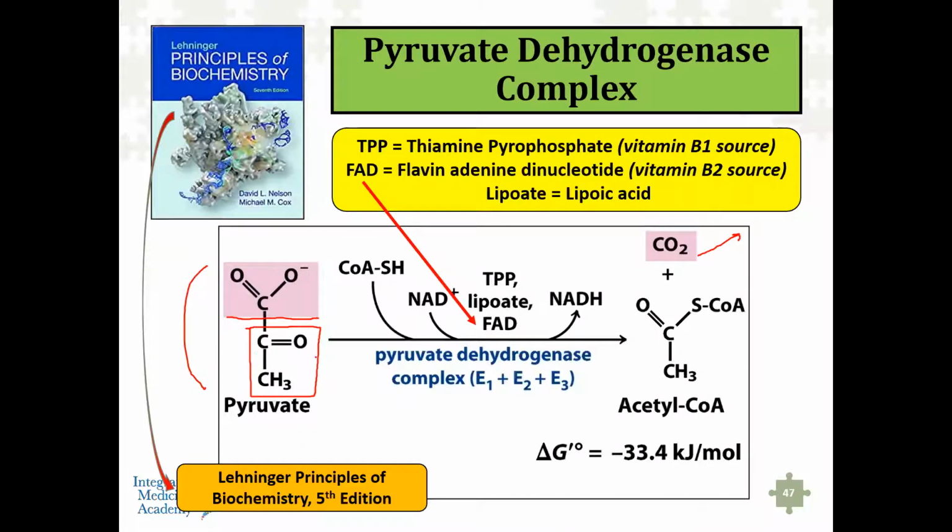And this is an acetyl group that complexes with the coenzyme A that comes from our pantothenic acid, and it becomes acetyl coenzyme A. And as you can see, just to convert pyruvic acid to acetyl coenzyme A requires a lot of stuff.